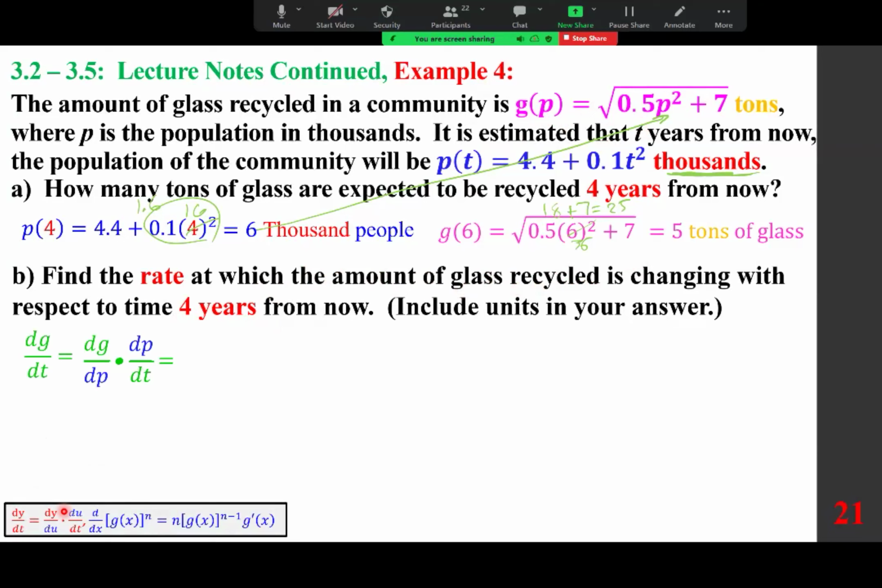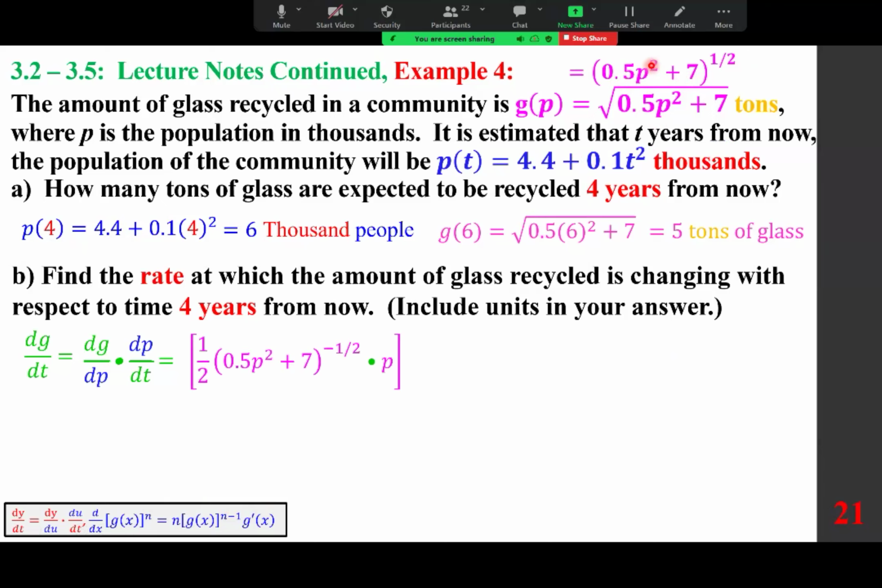I'm going to erase my work because I want you to see that in order to differentiate this, I'm going to rewrite this to the power of 1/2. And so I can use the extended power rule on that, which means 1/2 times 0.5 p squared plus 7 to the power of negative 1/2, right? 1/2 minus 1. Then the derivative of the inside is 0.5 times 2p, or simply p.